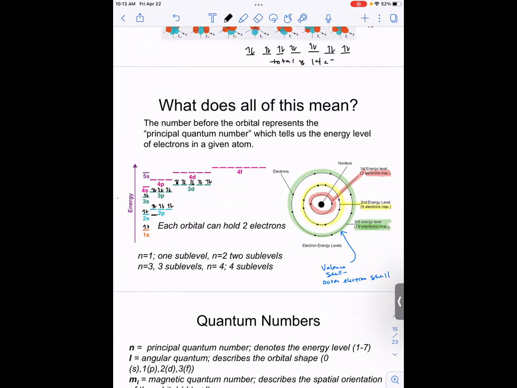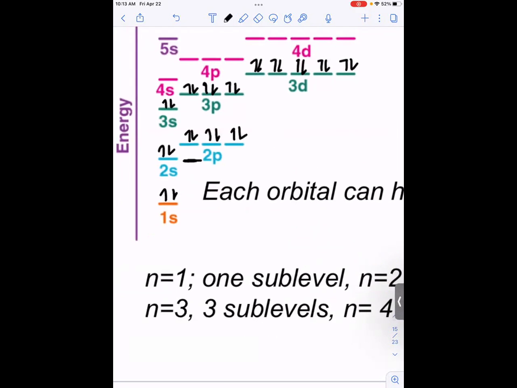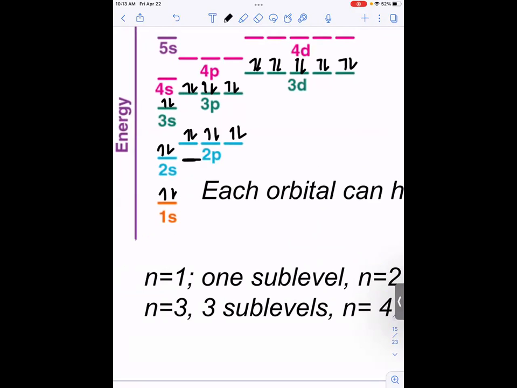Right, notice again, the spins are opposite, and in every degenerate orbital, I put in 1 electron before I put 2 in any. Right, so when I'm filling up P, if I have 5 electrons, I'm putting in 3, 1 in each orbital, and then I'm coming back with the other 2 and distributing those between the P1 and P2.